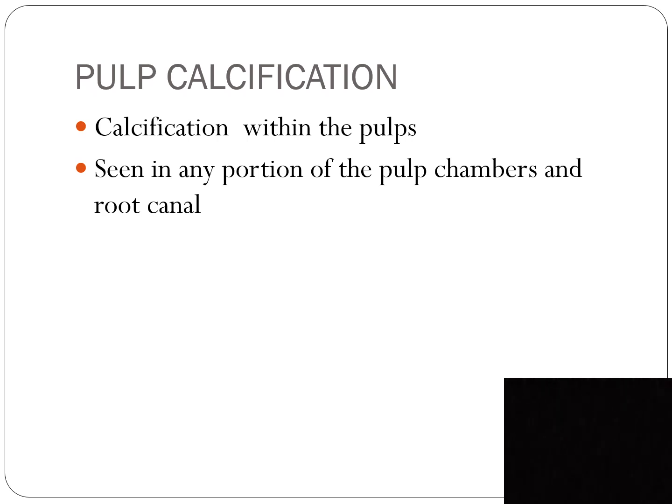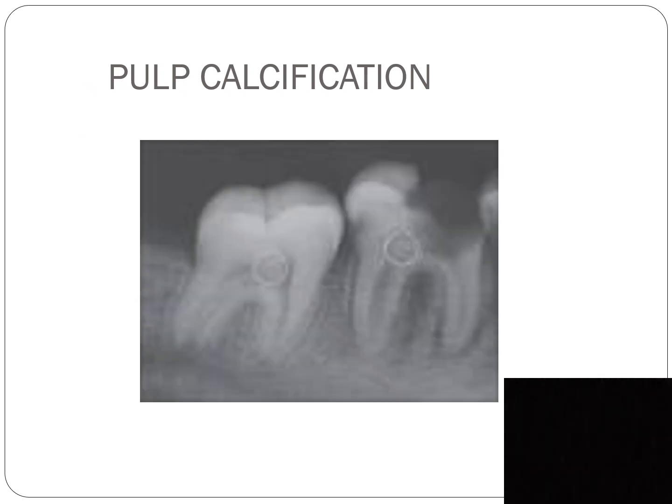Pulp calcifications are calcifications which can occur within the pulp of a tooth, in any portion of the pulp. They may occur in the pulp chamber or the root canal, but very commonly they are encountered in the pulp chambers. In this radiograph, we can visualize the radiopaque masses in the pulp chambers of both the molars.